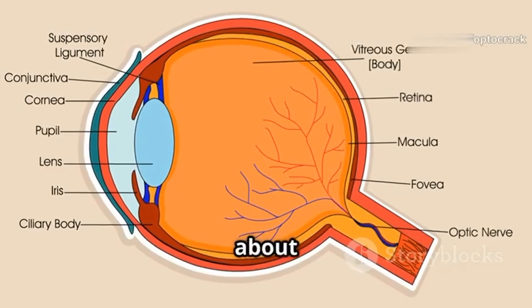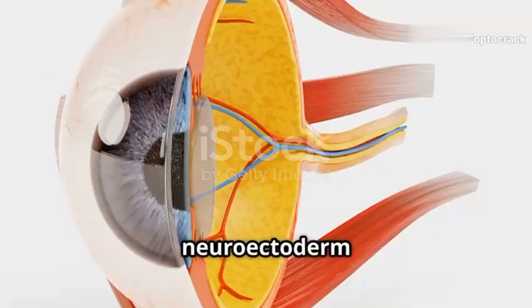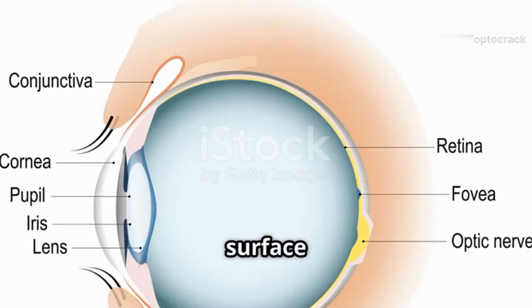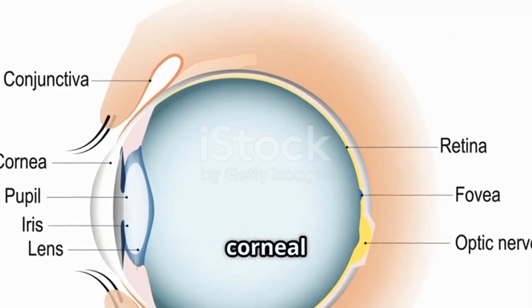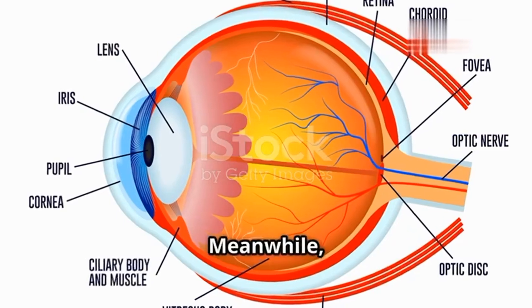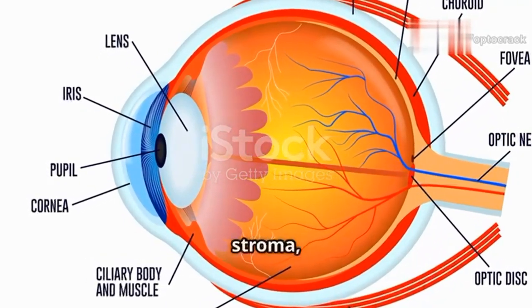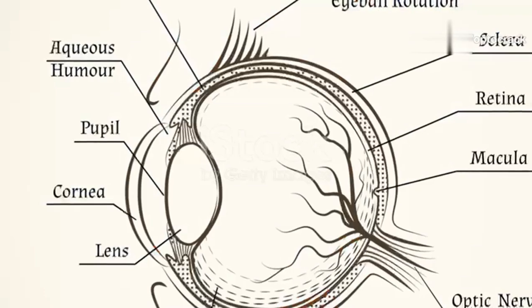Now, let's talk about embryological origins. The neuroectoderm gives rise to the retina, optic nerve, and iris. The surface ectoderm forms the lens and the corneal epithelium. Meanwhile, the mesoderm and neural crest contribute to the sclera, choroid, corneal stroma, and the ciliary body.